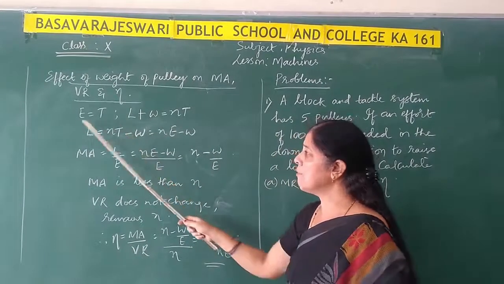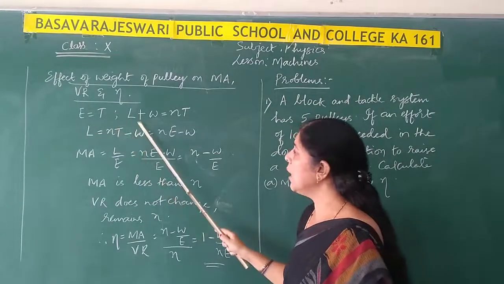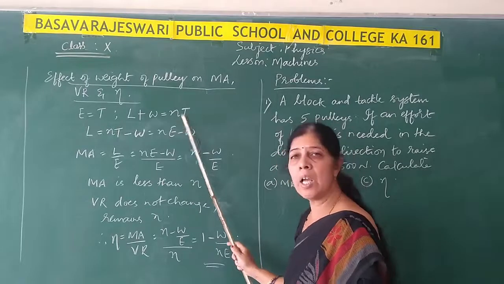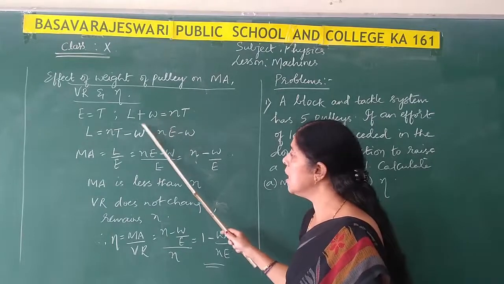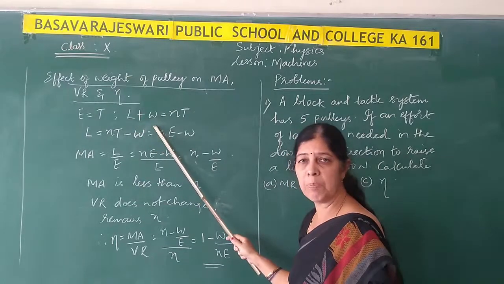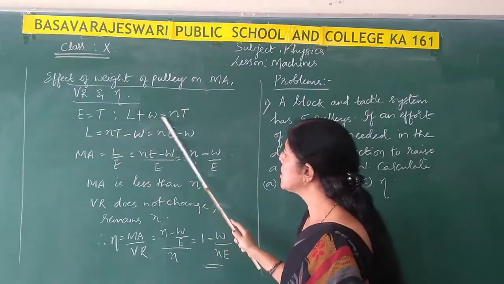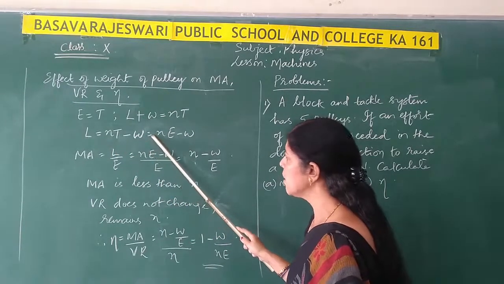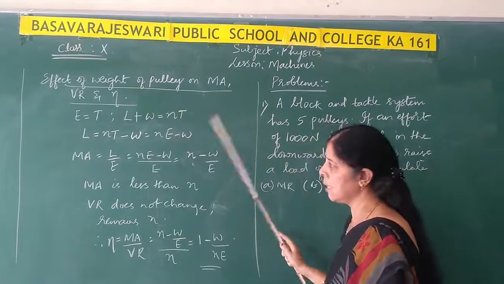Now here, see. I always told you that effort will be supported by one string, and that is denoted by E = T. And what we have written for an ideal machine is L = N times T, where N is the number of pulleys we are using. Here, when you consider the weight of the pulley, then the load will not be the load alone, but it will be load plus weight of the pulley. So L + W = NT. Now simplify this, transposing: L = NT - W. That is equal to N into, instead of T I am substituting E, so L = NE - W, right?